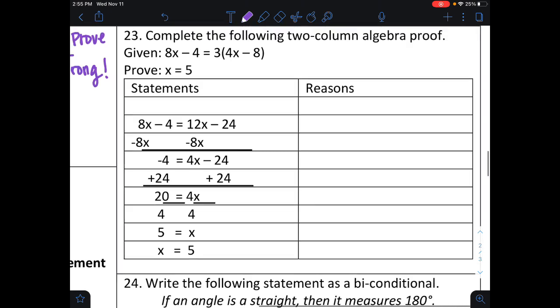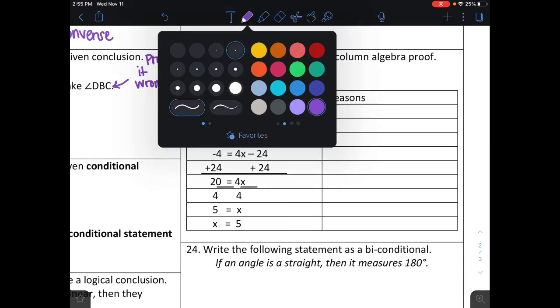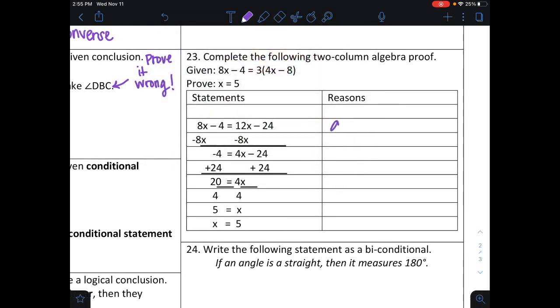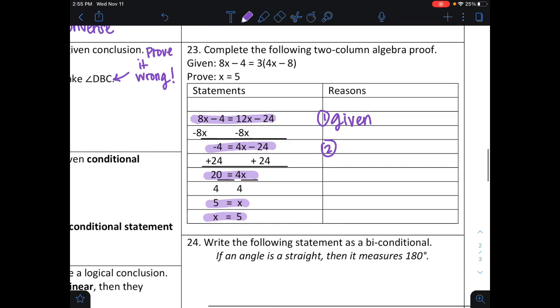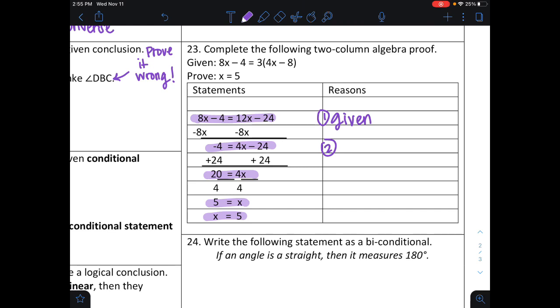All right, and number 23. So we start with given. Remember, we always start with given. All right, the second step, and we're not counting, let me highlight them. So we're only counting the actual steps, not the in-between parts. So the highlighted parts are the actual steps that we're counting, or that we're writing about. So let me count these: 1, 2, 3, 4, and 5. So these are all the different steps.